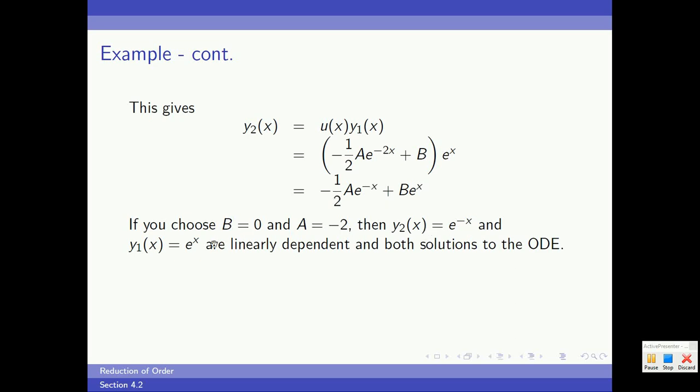E to the negative x and e to the x are linearly independent, and both are solutions to the ODE. So once we have our y1 and our y2, then we can say any linear combination of these is our general solution.